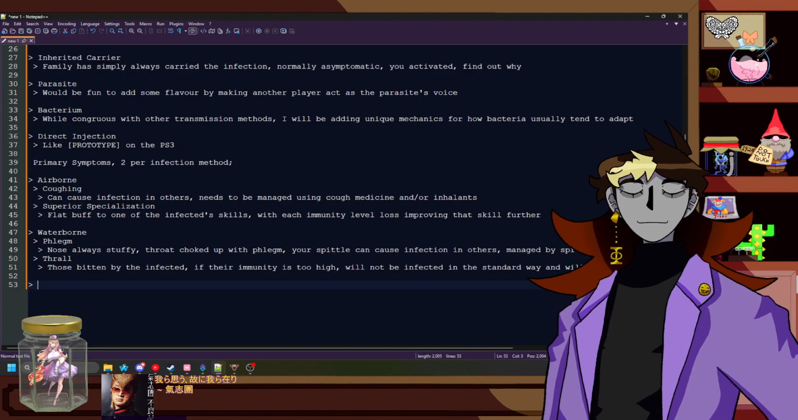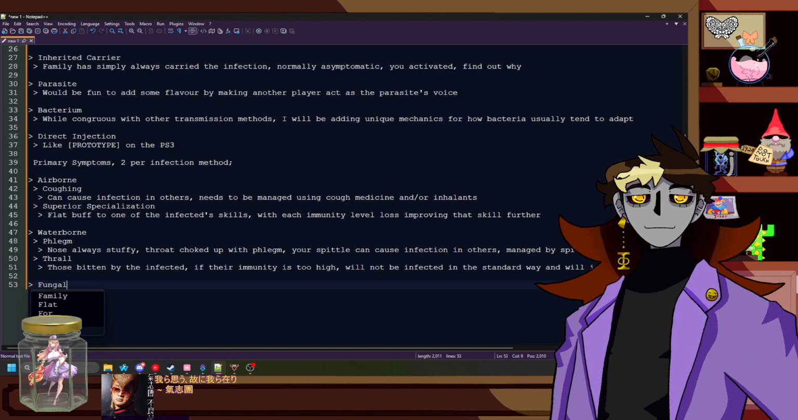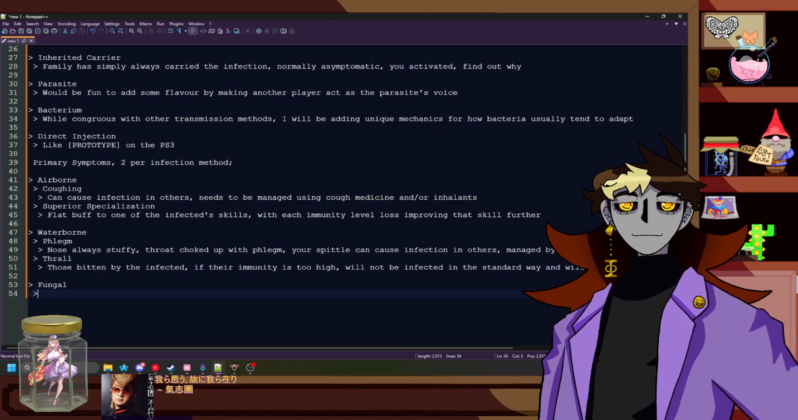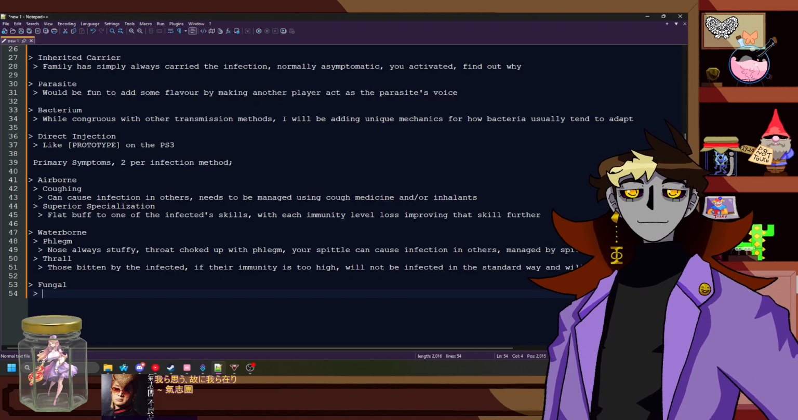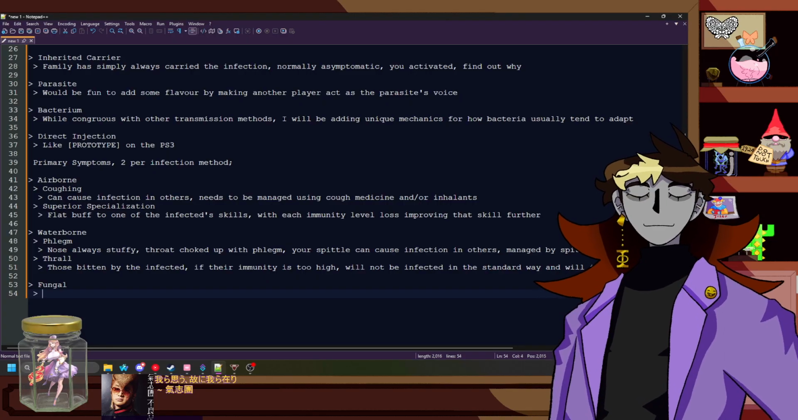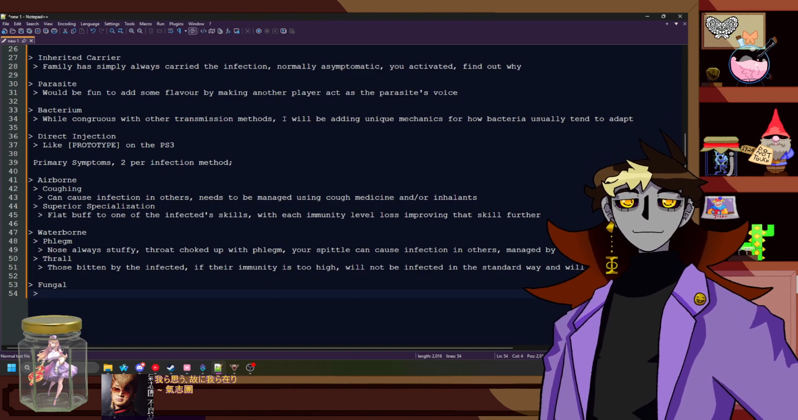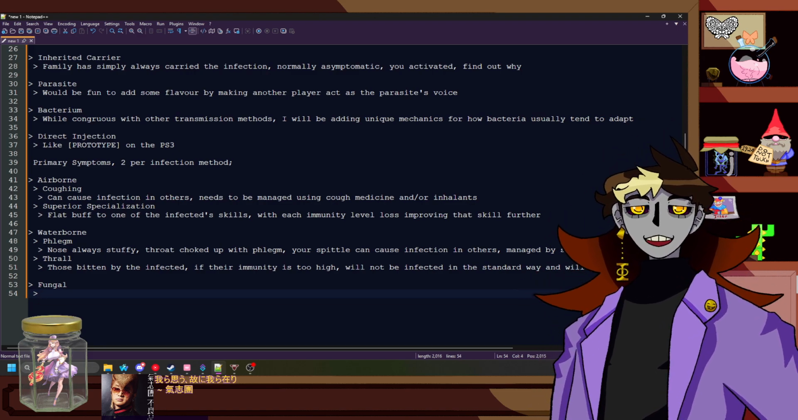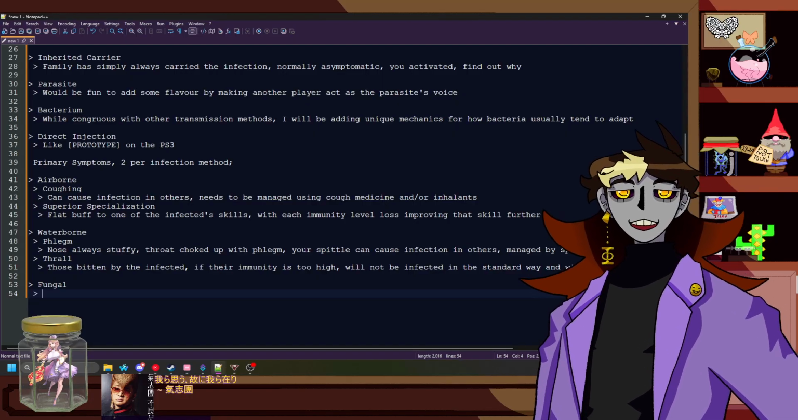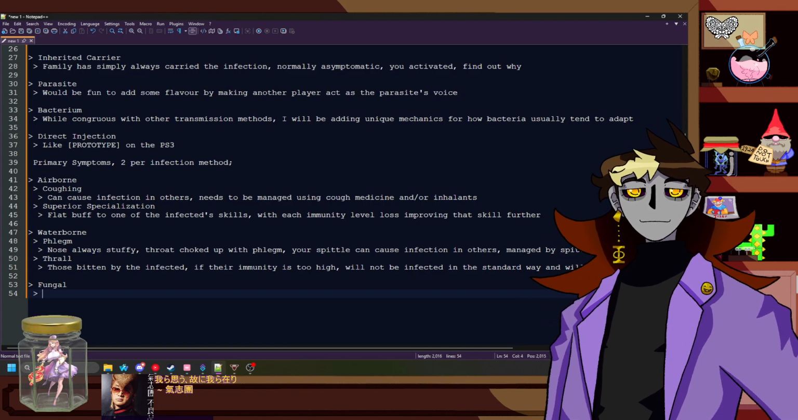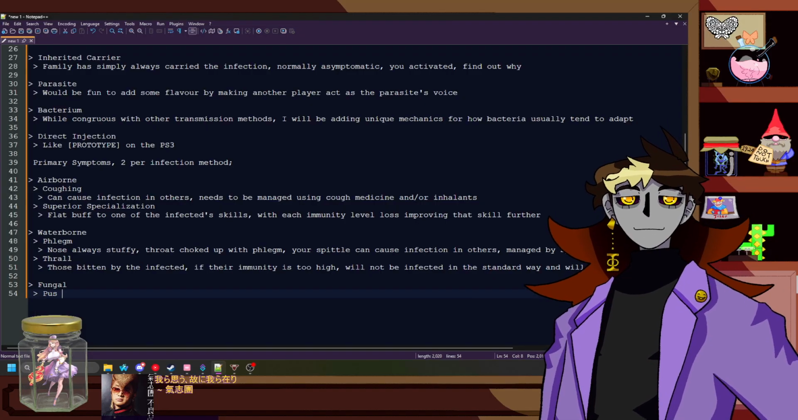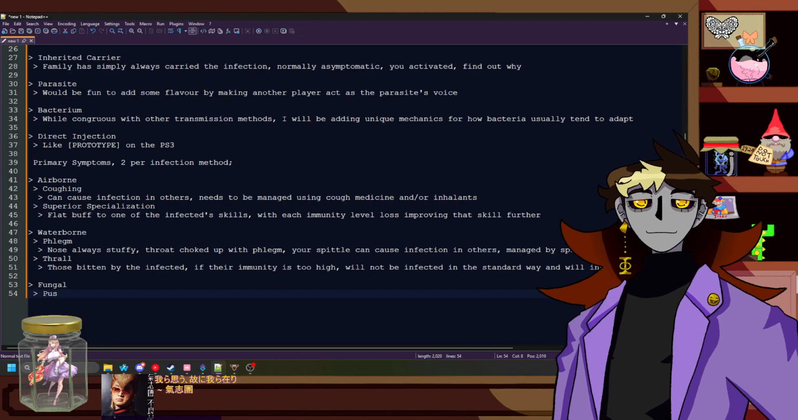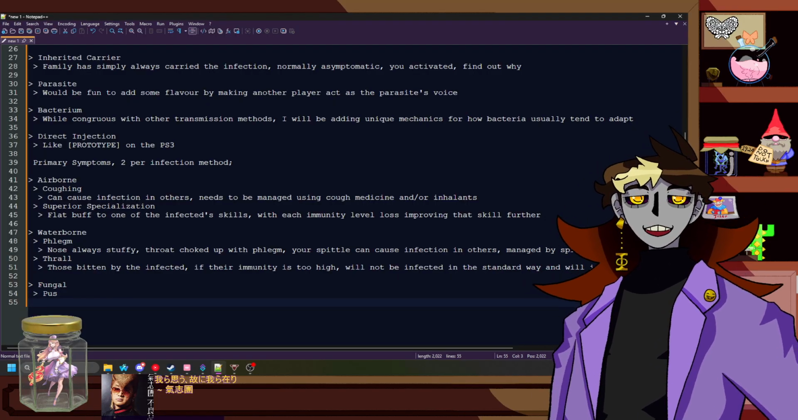Fungal. Fungal infection. Yep, here we go. I like the idea of having two very different types of person control, where one can turn people into mindless zombies, but the other will be able to sort of more easily convince them.